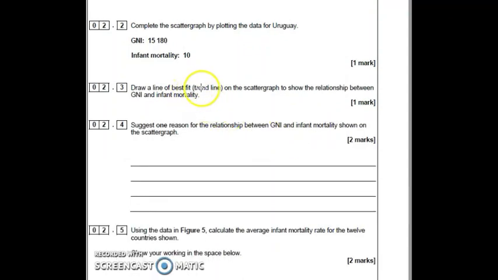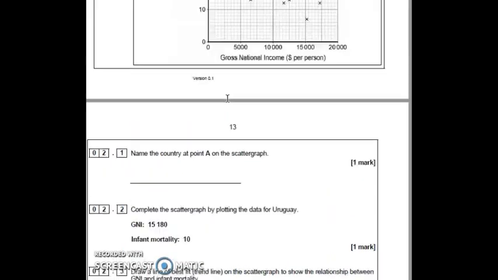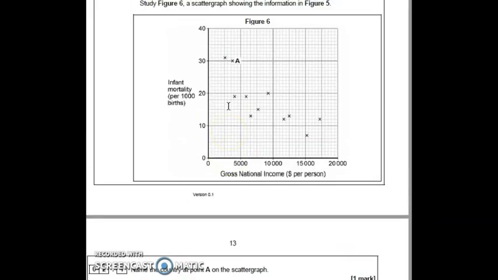2.3. Draw a line of best fit on the scatter graph to show the relationship between GNI and infant mortality. So think back to maths. The line of best fit is not a dot to dot. We are not joining up all these points. What it is, basically, is a rough estimate line of the pattern. So as long as you have sort of an equal split of points just above it and just below that line, that's fine. So we have to draw a line roughly going from top to bottom, left to right, going down in this sort of angle here, with a few points above and a few points below.